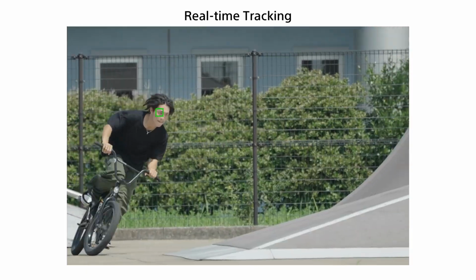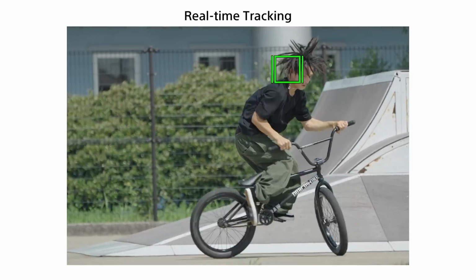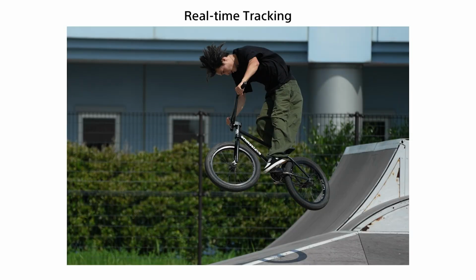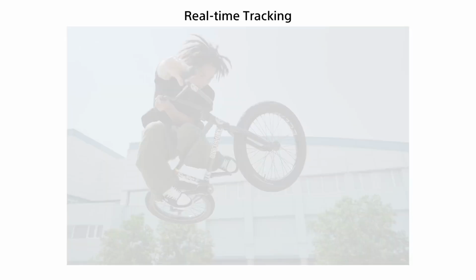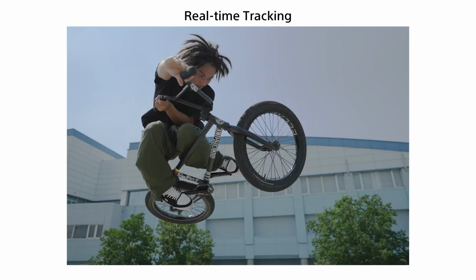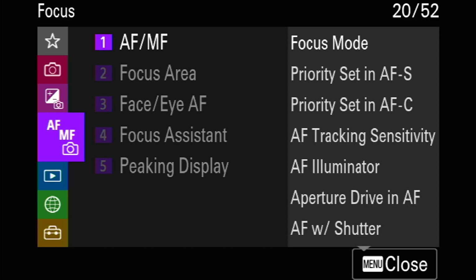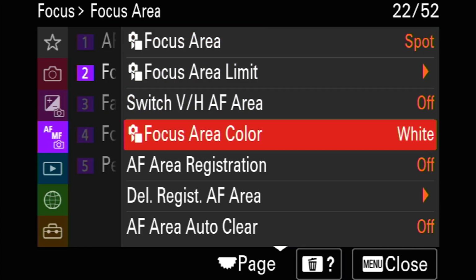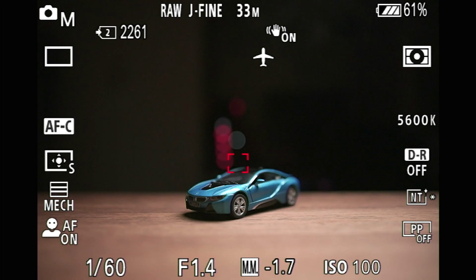The touch tracking feature is not new with the recent Sony cameras, but we were hoping to get it with an update for the Sony A7 III, but we didn't. It is now available with the Sony A7 IV and works like a charm. And finally, with the Sony A7 IV, you can change the focus area color from white to red, and it is much better right now.